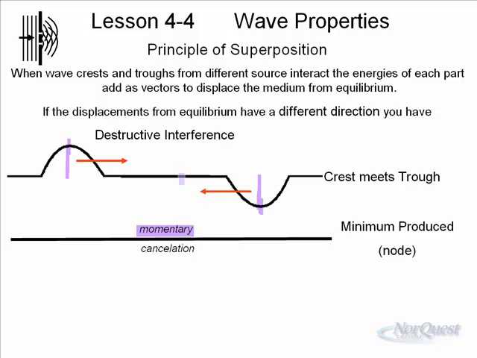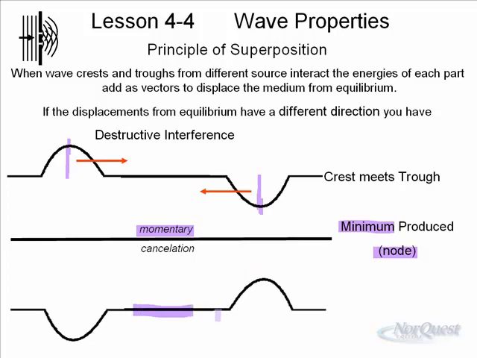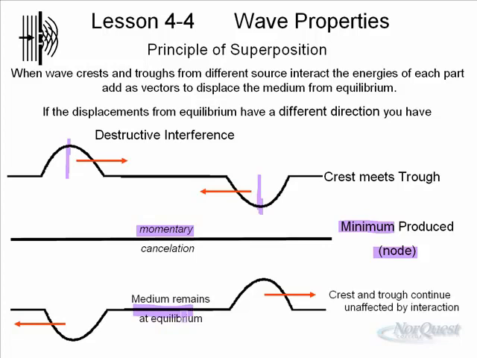It doesn't quite look as flat as we've drawn it, but that's called a minimum, and another name for a minimum is a node. So maximum is called antinode, minimum is called node. And of course, as these two disturbances pass through each other, remember that they don't affect each other, they only affect the medium. And so the medium, after a while, remains unaffected, but this wave crest continues towards the right, and the wave trough down here continues towards the left. The crest and the trough continue unaffected by the interaction they just went through.